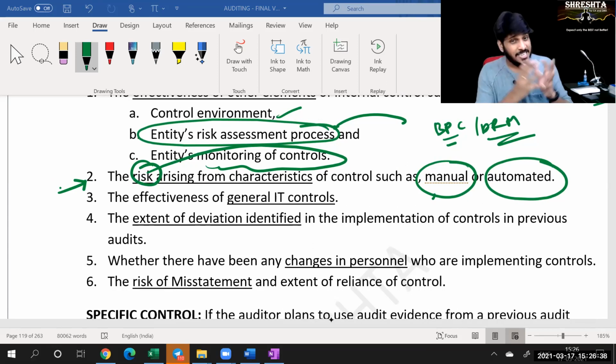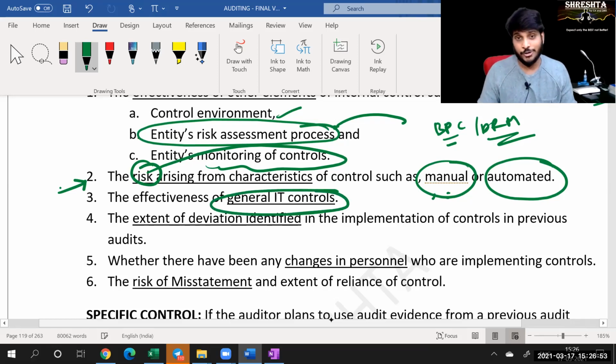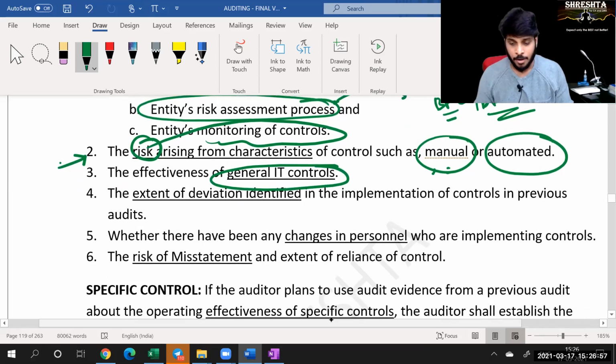Automated means, are there any system upgradations that happened? Are there any system changes that happened? I need to check. Manual means, did the person change? Are the same persons there or did persons change? Segregation of duty, rotation of duty. And how effective IT controls are also. I need to look into how effective IT controls are.